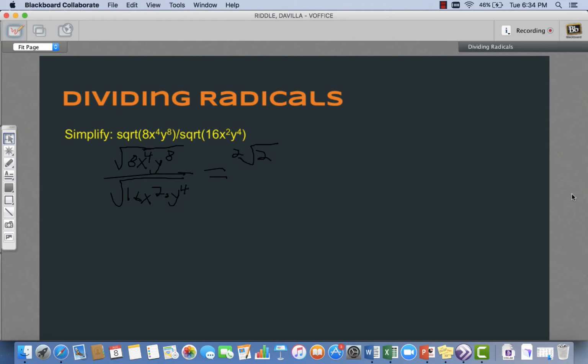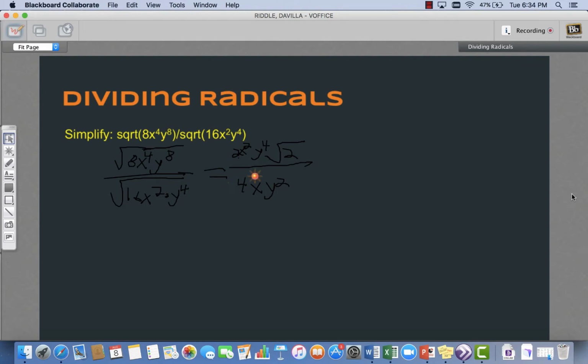X to the 4th, you can see that there would be 2 pairs right there, so there will be an x squared. And then with the y to the 8th power, you can see that there will be 4 pairs going outside, so we'll have y to the 4th power. So we'll have 2x squared, y to the 4th on the top. And on the bottom, we'll have 4 on the outside, x on the outside, and y squared on the outside as well. Everything is used in the radical, so there'll be no leftovers.